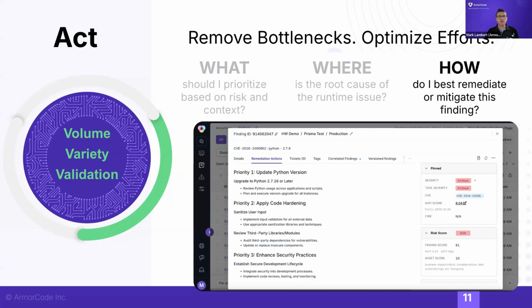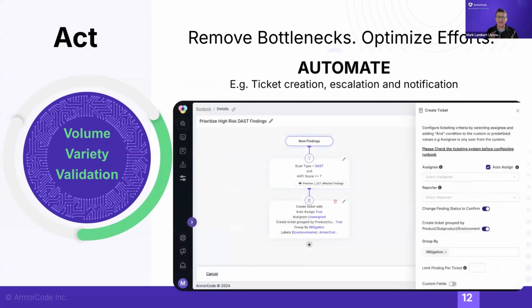But at the end of the day, you also want to be able to automate a lot of that. And that's where our no-code automation comes in. There are always going to be things that you need to spend cognitive brainpower on, to dig into and do further investigation. But there are also going to be a lot of things that we can automatically escalate and ticket. This is where the no-code automation within ArmorCode comes into effect.